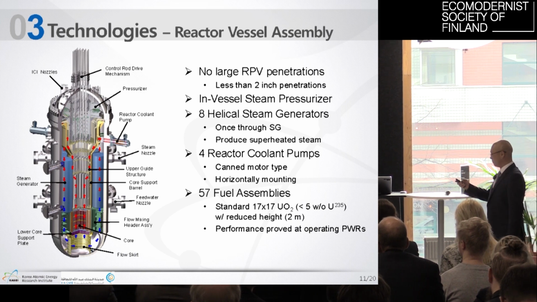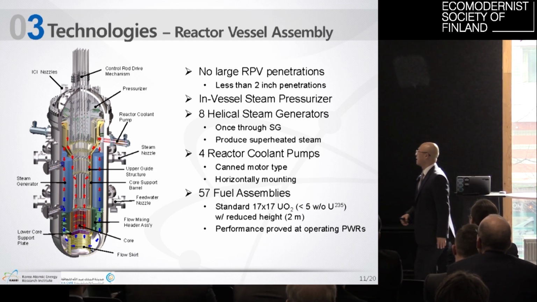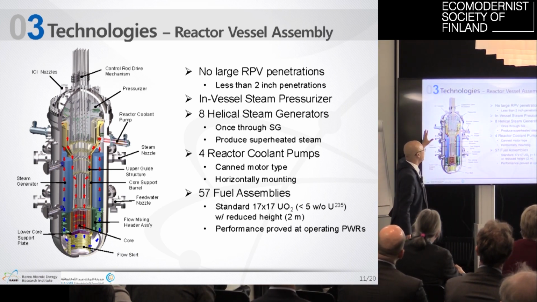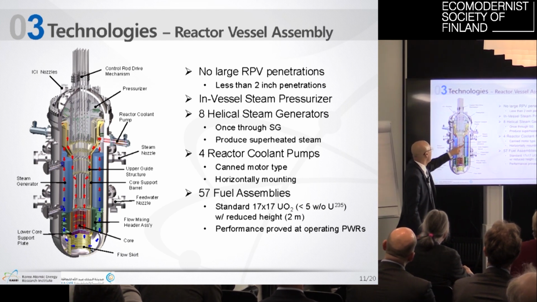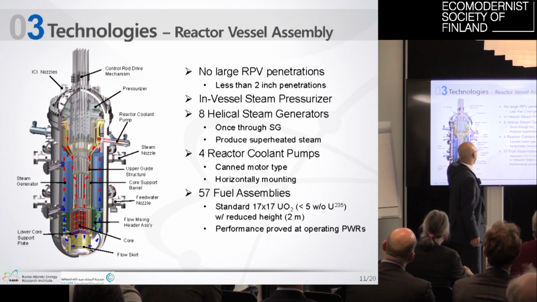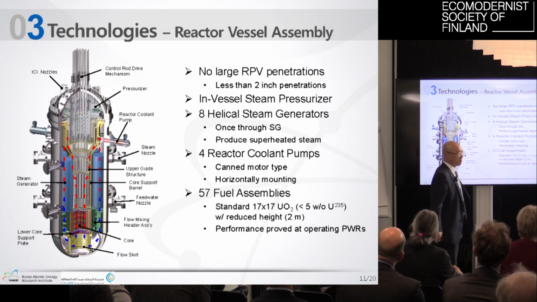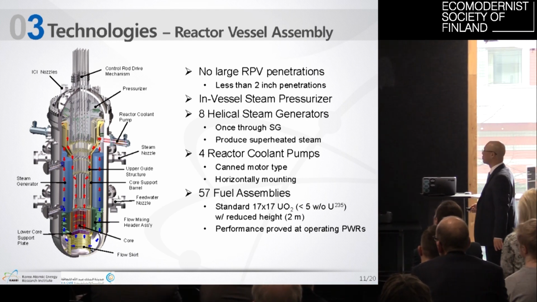This is the in-vessel steam pressurizer, and we have 8 helical steam generators here. There are four reactor coolant pumps there. This is the core, including 57 fuel assemblies with the standard 17 by 17 UO2 fuel.